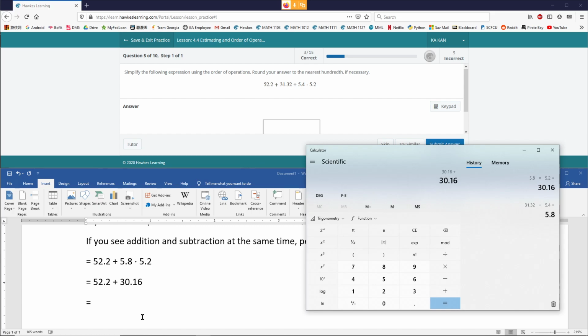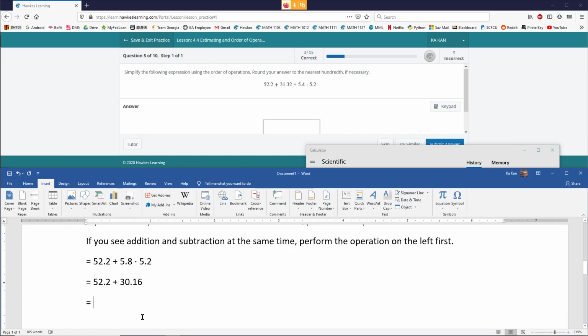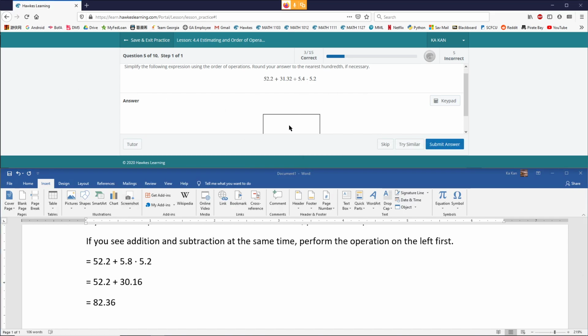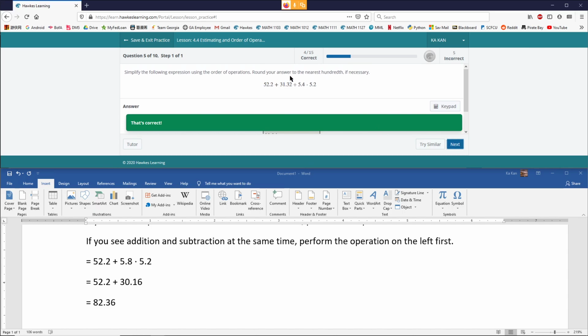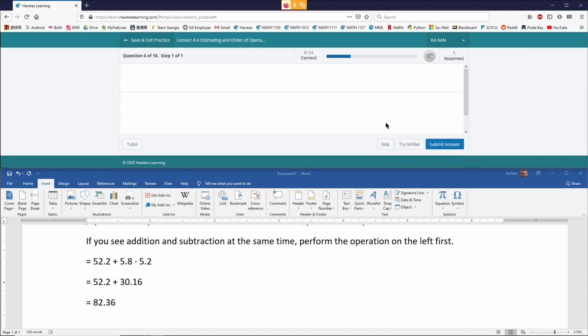Now add those two together. So plus 52.2, and I get 82.36. Again, use your calculator, right? Don't try to go crazy with this. There you go. A lot of work, but also it says round your answer to the nearest hundredth. That is a trick. You are already at the hundredth. You only have two decimal places, and that's what hundredth means. So you don't really have to round it. That's what it says, if necessary. So don't get tricked by this.